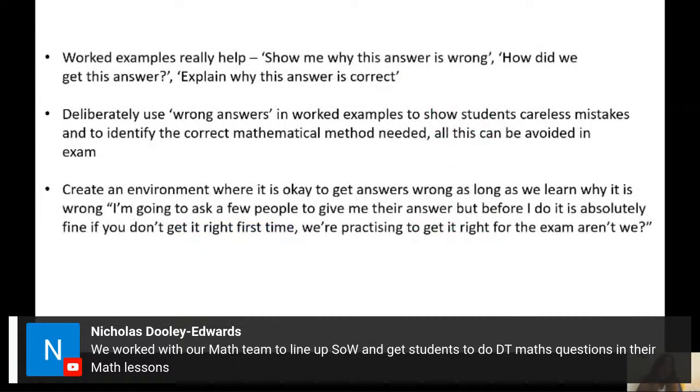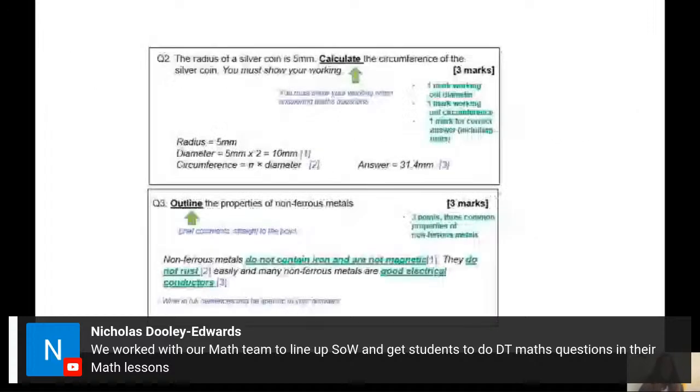And we make sure that it's really important to create an environment where students feel like it's okay to get wrong answers. It's okay if you don't get it right, as long as you're learning from it. And that works really well for us. So you can word things like, I'm going to ask a few people to give me their answer, but before I do, it's absolutely fine if you don't get it right first time. We're practicing to get it right.